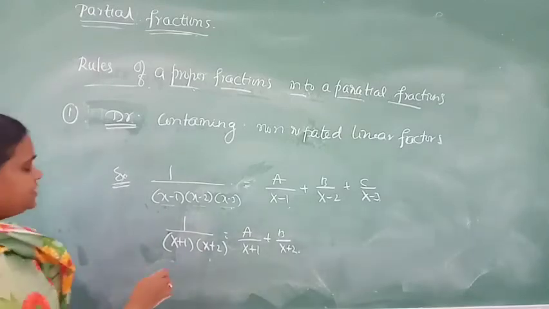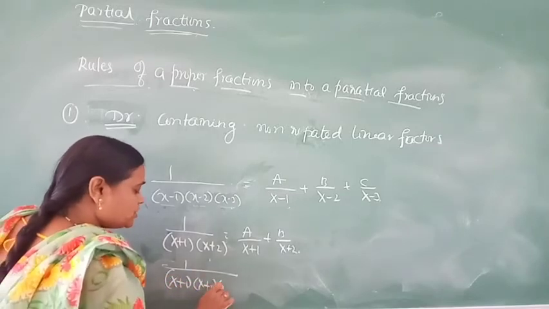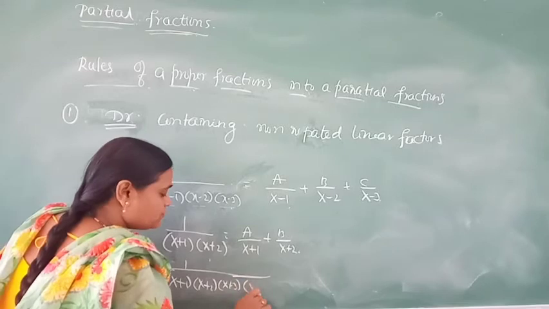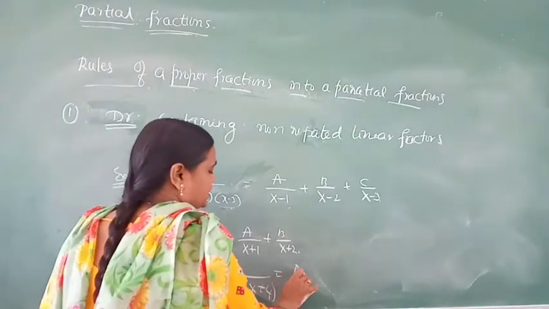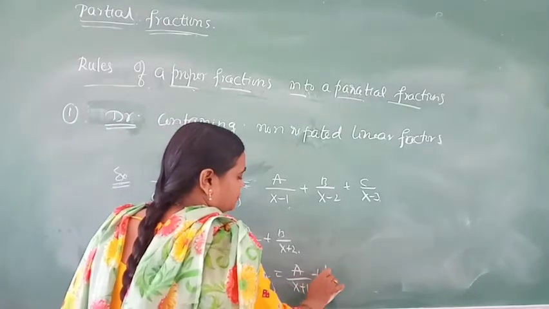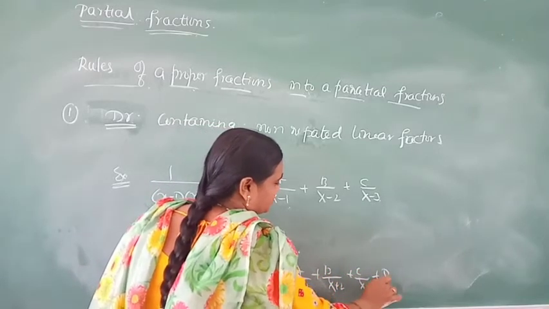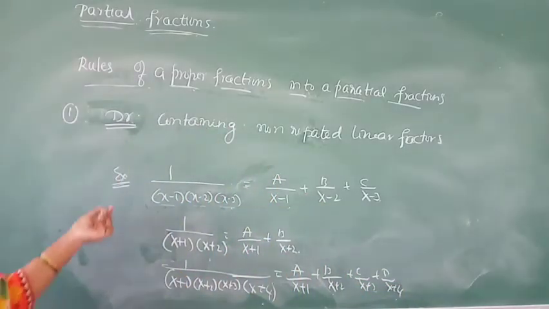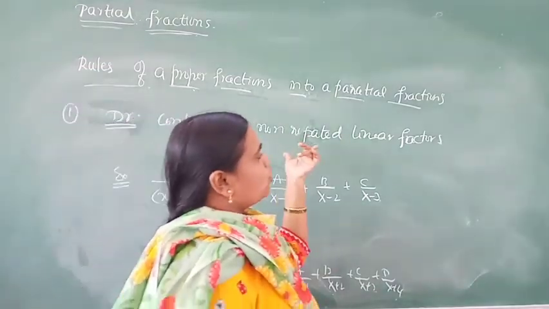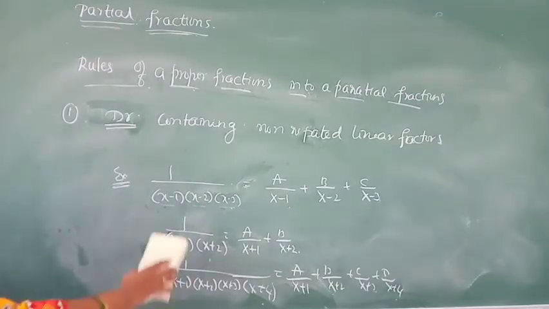For example, I will take another one. 1 divided by (x plus 1)(x plus 2)(x plus 3)(x plus 4). How many linear factors exist? 4. But all the 4 are different. Therefore, we can write this as A by (x plus 1), B by (x plus 2), C by (x plus 3), D by (x plus 4). This is how we apply it if the denominator contains non-repeated linear factors. This is the condition.